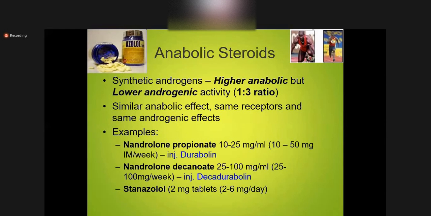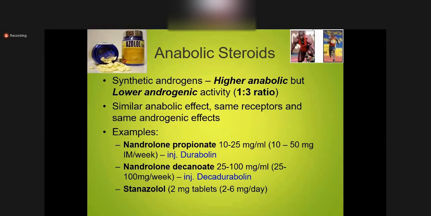So what are anabolic steroids? They are synthetic androgens, but they have a higher anabolic activity and a low androgenic activity. It means they act more on muscles. I told you that the androgen action is on reproductive organs, muscles, brain, kidney. So they are synthesized in such a way, with a chemical modification, that they work more on muscle mass and increase the muscle mass in the person.